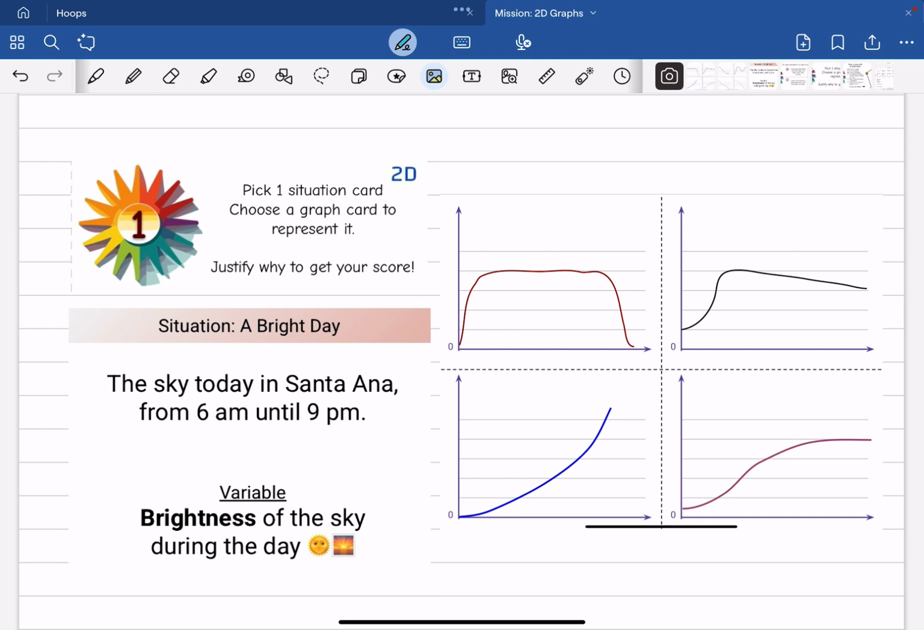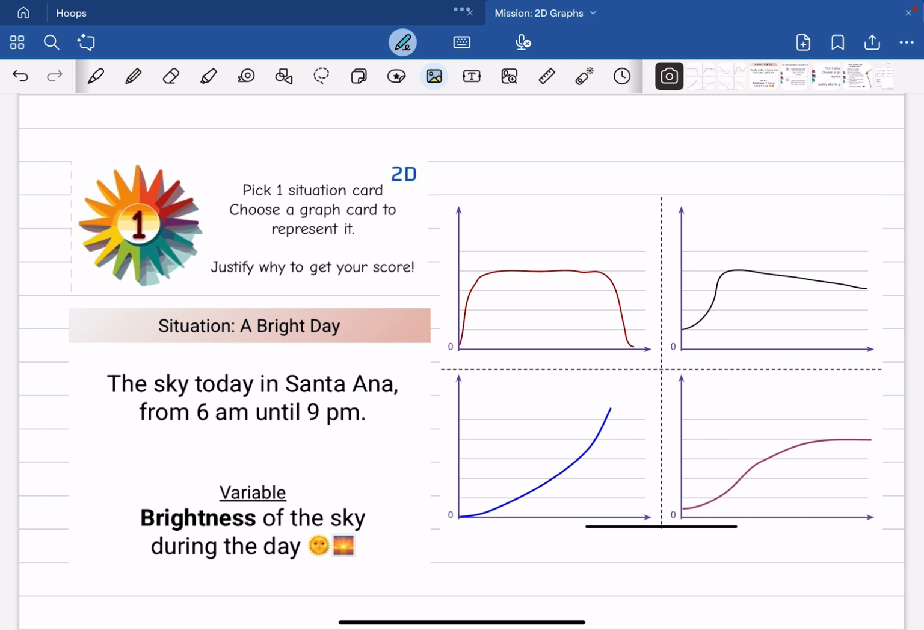Okay, so here's the mission. Pick one situation card, choose a graph card to represent it, and justify why to get your score. In this case, the score is 1 sun or 1 point. Here's the situation: a bright day. The sky today in Santa Ana from 6 a.m. until 9 p.m. And the variable is brightness of the sky during the day, and it's varying with time.